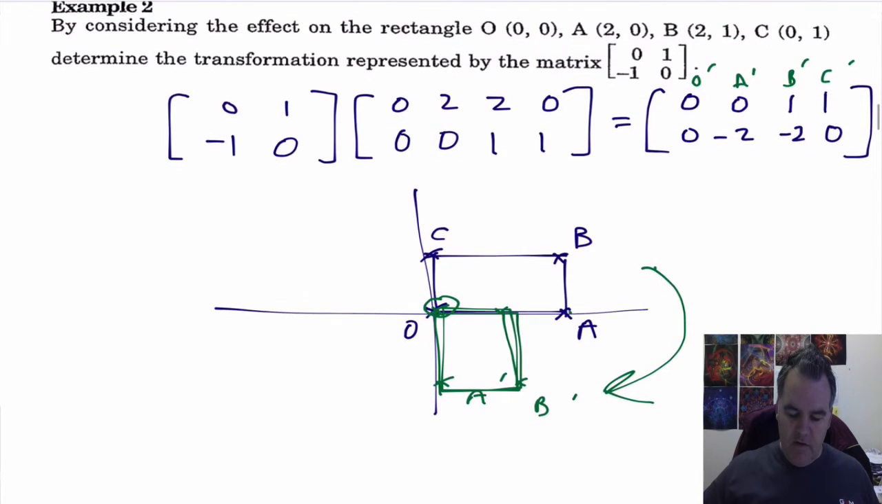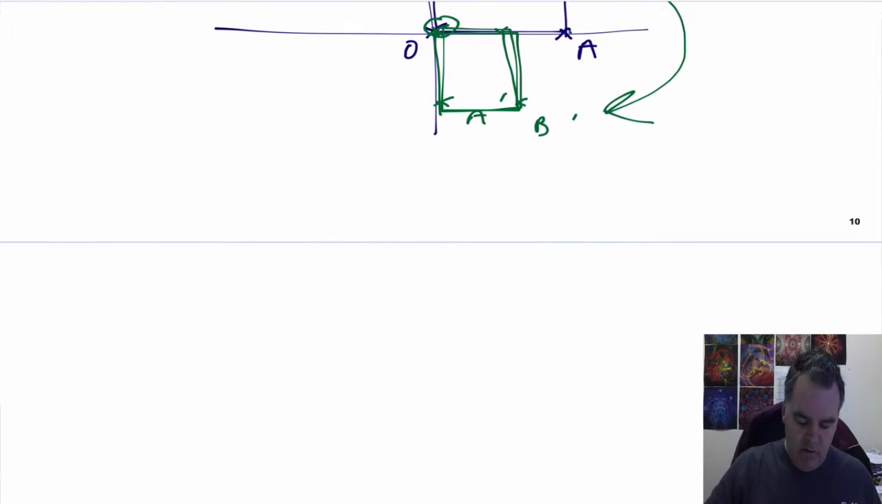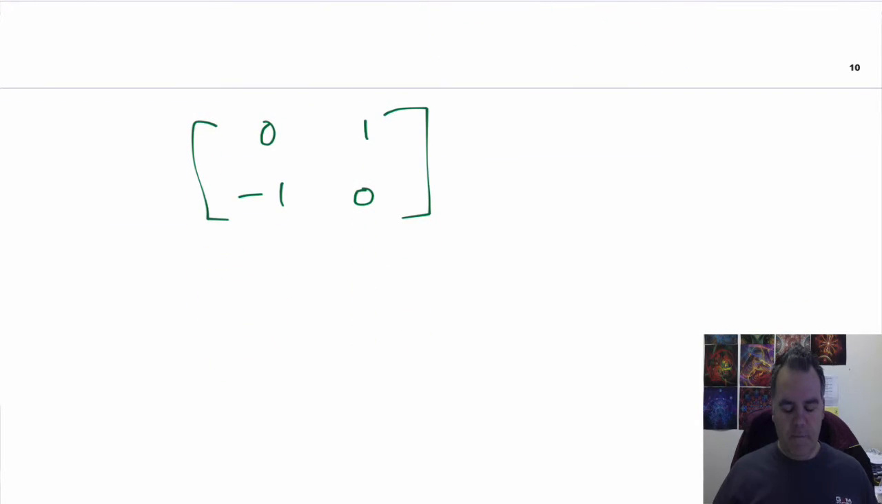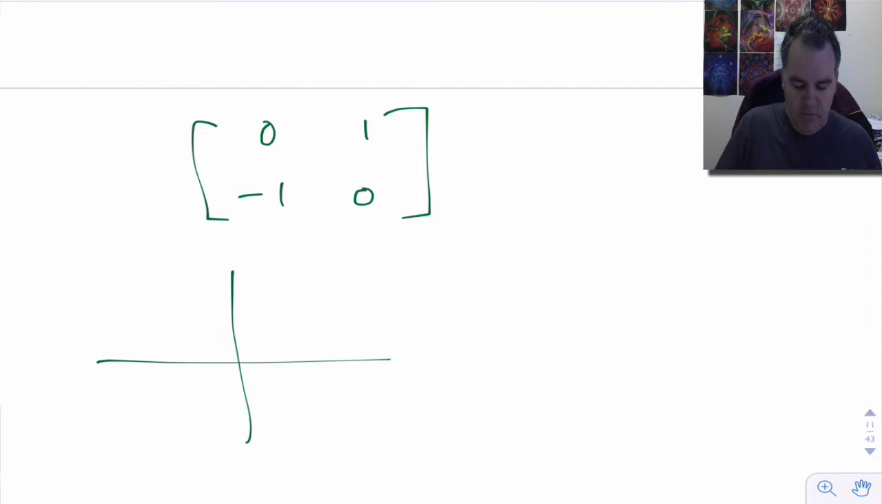So the matrix here is 0, 1, negative 1, 0. All we need to do to work out what that is, is consider what's happened to what I call kind of the unit vectors in 2 dimensions. You could think of them as points, okay? So think of the point 1, 0 and the point 0, 1.